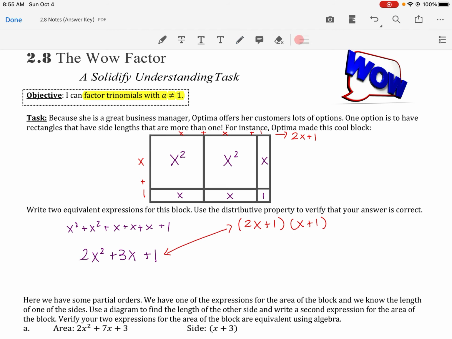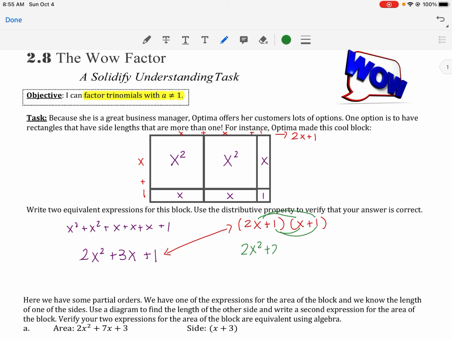If we wanted to double check it though, do you remember how we would distribute? So we'd do the 2x to both of them and then the 1 to both. So we'd have 2x times x, which is 2x squared. 2x times 1 is 2x. 1 times x is x, and 1 times 1 is 1. So we do end up with 2x squared, 2x plus x is 3x, plus 1. So it does work. So this is us checking.